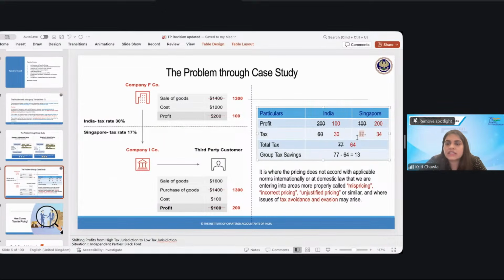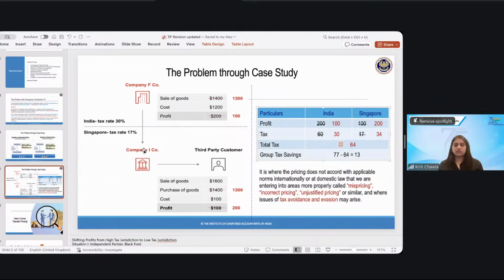So if you look at the tax that the group has been paying on the whole, it's going to be $77. How? $60 of tax that they've paid in India, and $17 of tax that they have paid in Singapore. So it becomes $77 of total tax that they are actually paying. Not as a group, because these two entities are not related to each other. So this is the $77 of tax that they are actually paying.